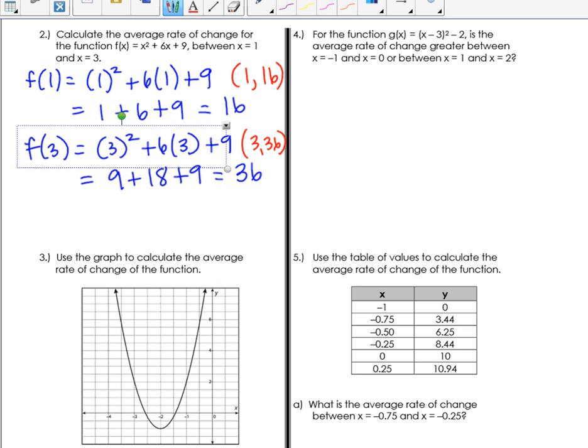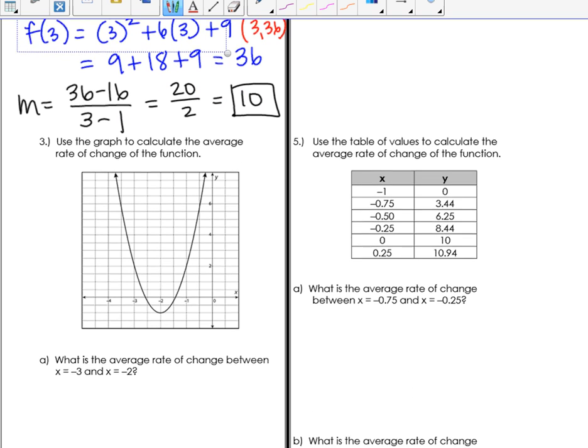Well, now we have 2 coordinates, so we can find our rate of change using our formula. So our formula is change in y, so remember to stay consistent. I'm going to do 36 minus 16, so then I have to do 3 minus 1. Remember, whatever coordinate you start with in your numerator, you have to start with in your denominator. So that is 20 over 2, which gives me a rate of change between those 2 points of 10.